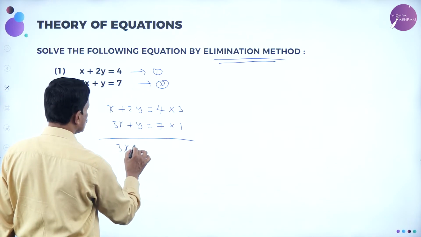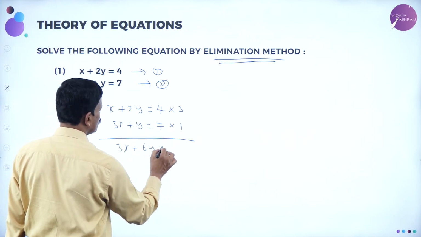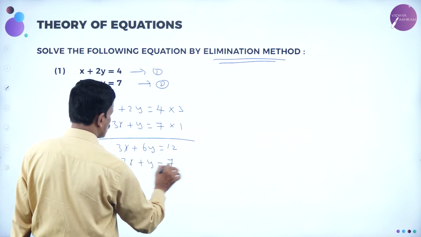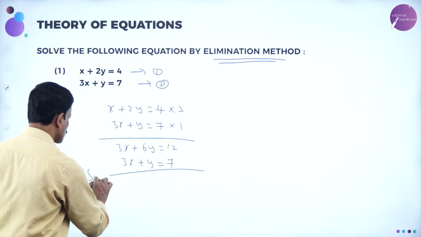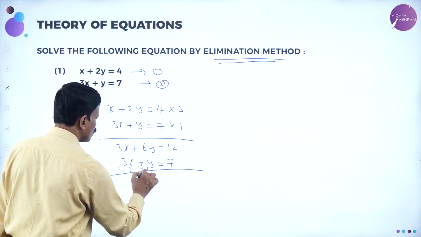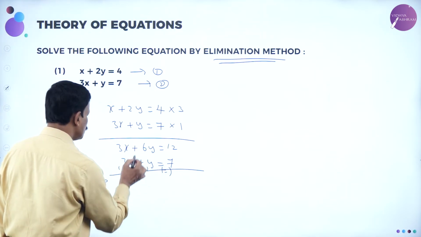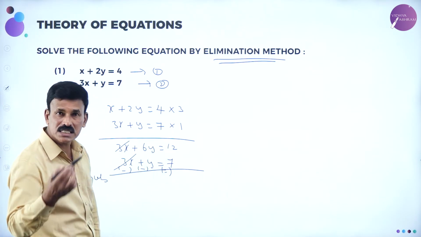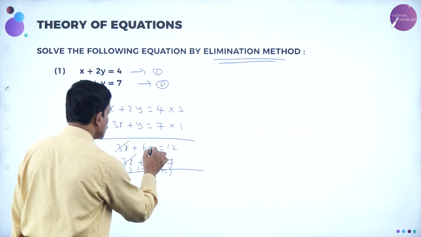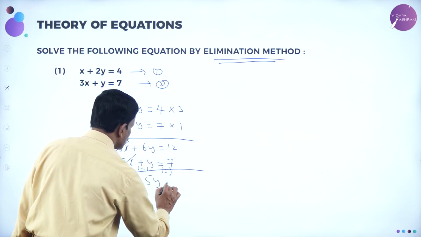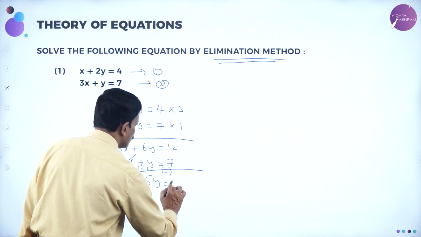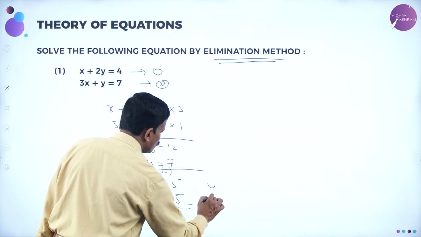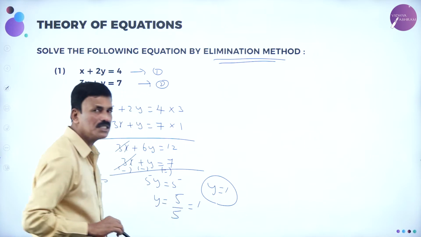This you will get 3x plus 3 2s are 6y is equal to 12. 1 into 3x is 3x plus y is equal to 7. Now subtract. If you subtract, this becomes minus, minus and minus. So 3x minus 3x gets cancelled. That is, the value of x is eliminated. And what is remaining? 6y minus y is 5y is equal to 12 minus 7, which is 5. So therefore y is equal to 5 by 5, which is 1. This is called the elimination method.